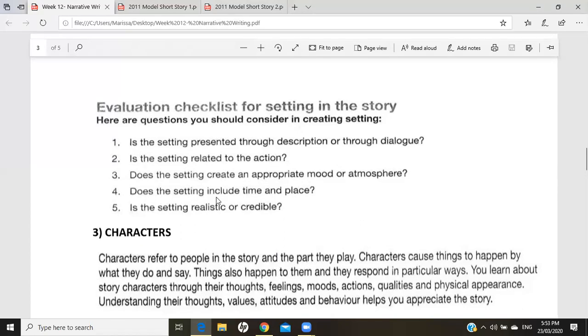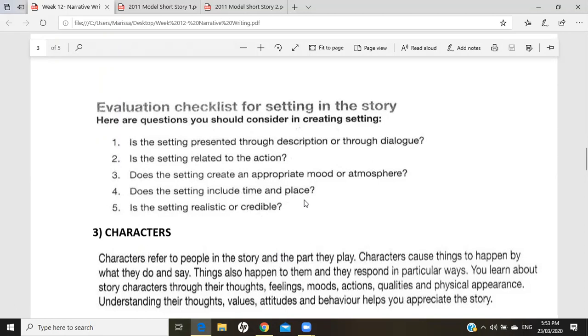And the next thing is that your setting includes time and place, which is a must. In your setting, you must say the time, and you must also talk about the place. And lastly, is the setting realistic or credible? Is this something that I can relate to? Is this something that I could believe? That's what I mean by credible, right? If it's something that I can believe, something that is sound, or something that exists in society.